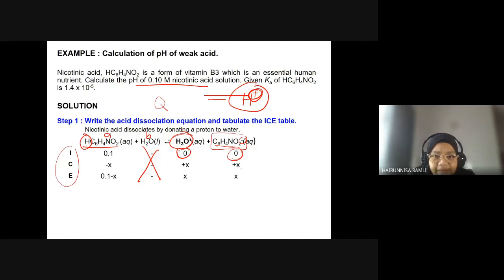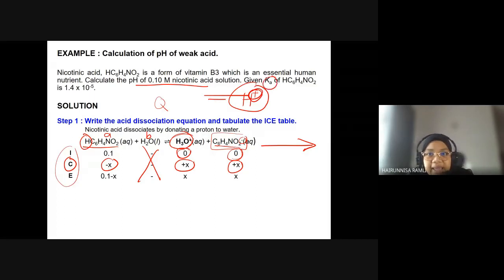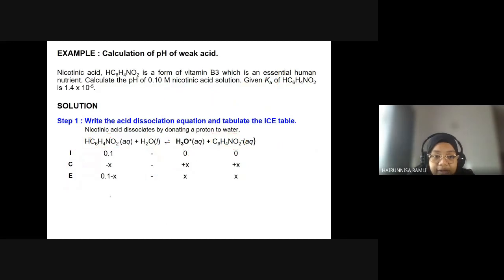So automatically for acid dissociation or base dissociation is forward reaction. Okay, it is forward reaction means that at C, you will get negative X for acid. So positive X for H3O plus and also positive X for the conjugate base of the acid. Okay, so the rest you buatlah macam biasa. It's just that, okay, before this, Kc or Kp kan? How about this one? So this is acid, right? Then given is Ka.